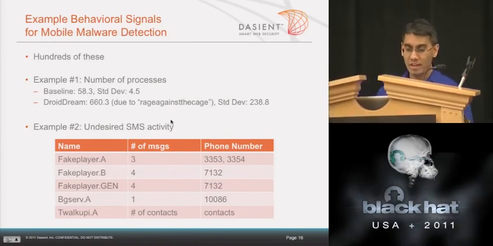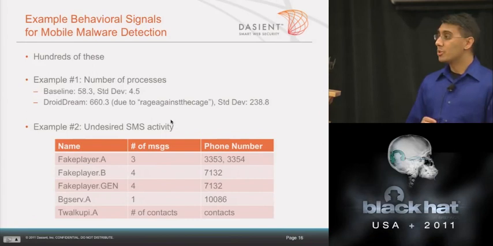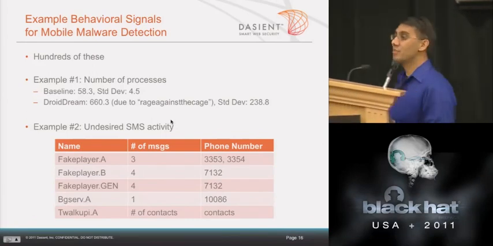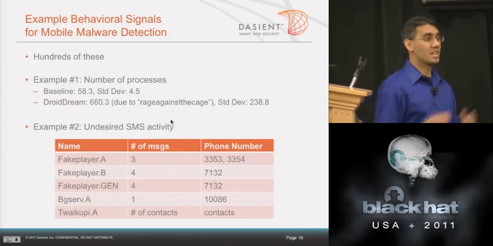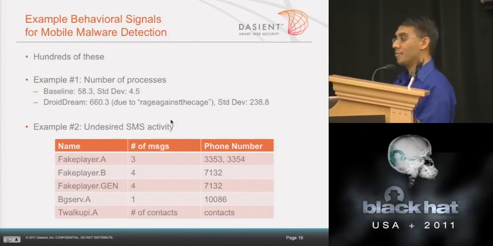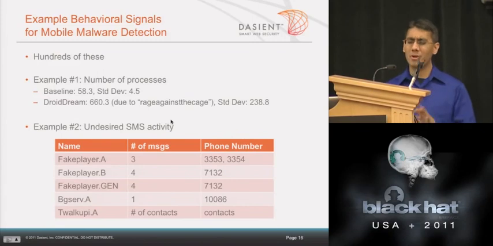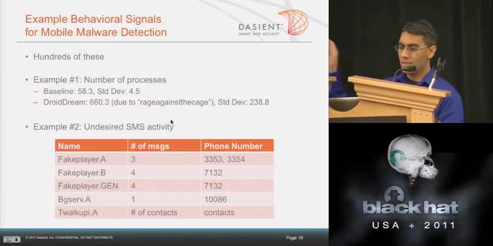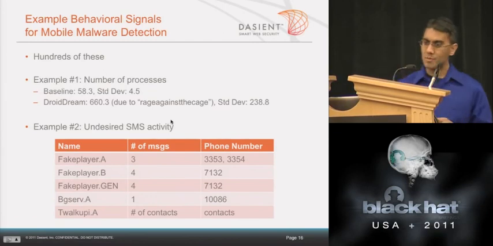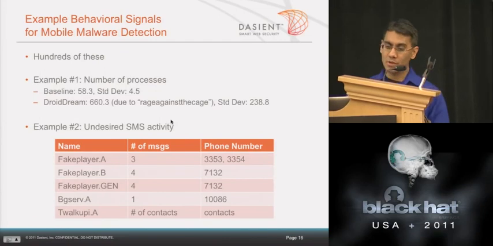A second example of a behavioral signal is undesired or unexpected SMS activity. Mobile Trojans have been monetizing themselves in various ways. One of the ways is that the attacker sets up a premium SMS number for themselves and gets paid every time an infected device sends SMSs to that number. So, if you look at a number of the different samples listed here, the behavioral analysis reveals that there's a number of different messages sent. The fake player examples sent 3 or 4, and they basically hit a particular set of SMS numbers. There's also this last sample.